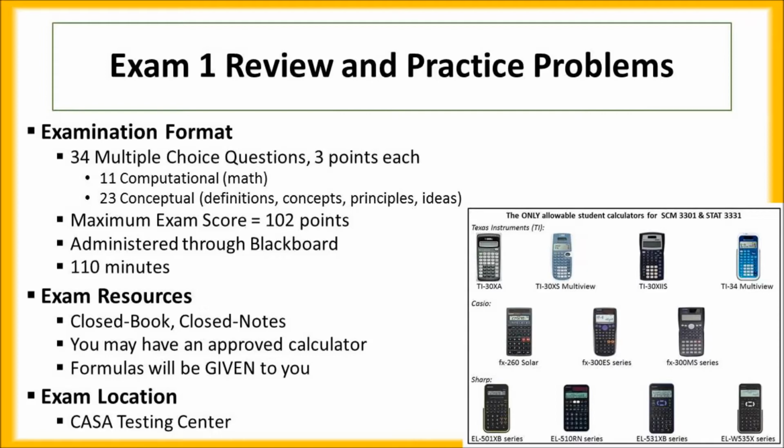Once you click on the link, you will be allowed 110 minutes to begin and finish the exam. It needs to be finished in one full session, and it is completed at the CASA Testing Center. It is a closed book, closed note exam. You may have one of the approved calculators, which I have shown you on the slide, the same calculators that are used in the statistics class. All the formulas that you need on the exam will be given to you, and the review sheet has all the screenshots that you will see for those.